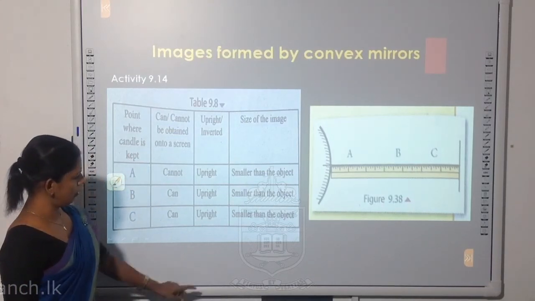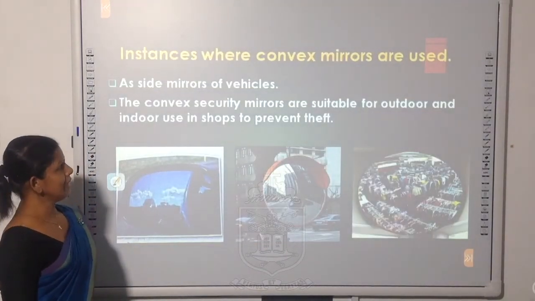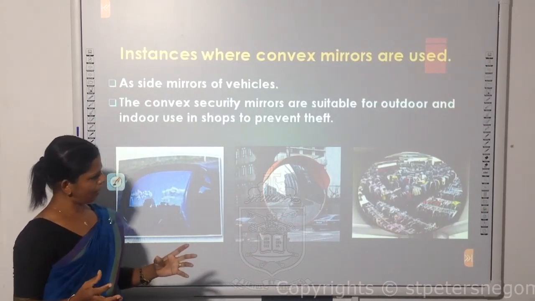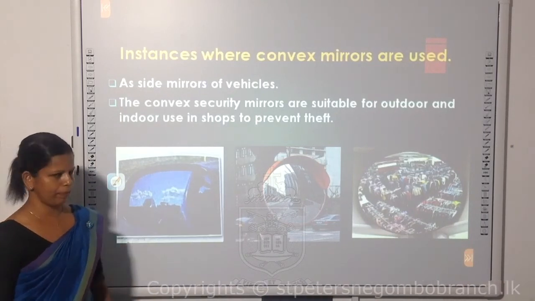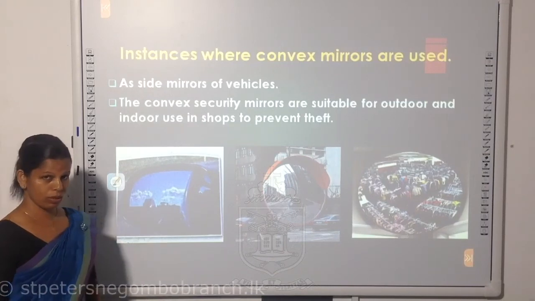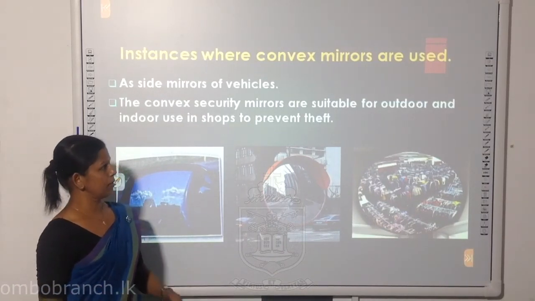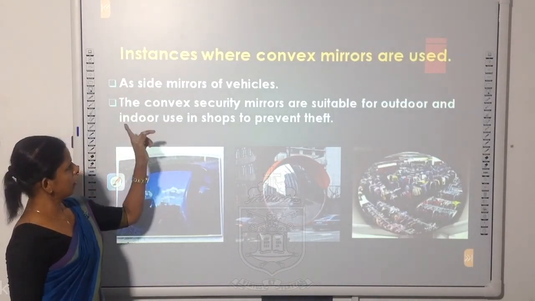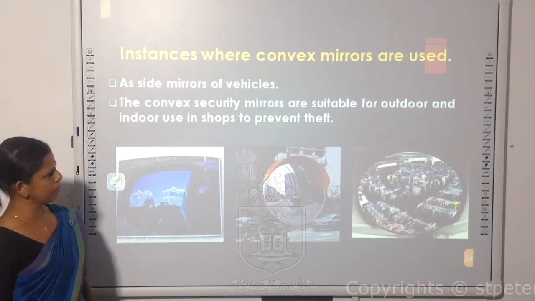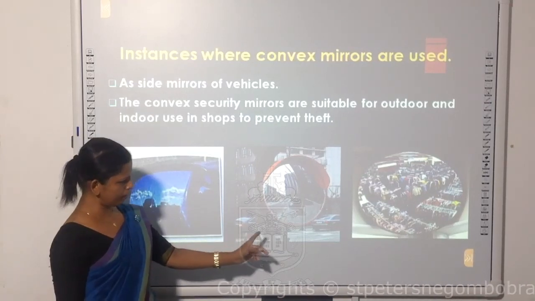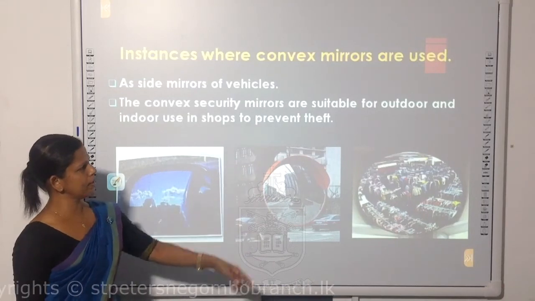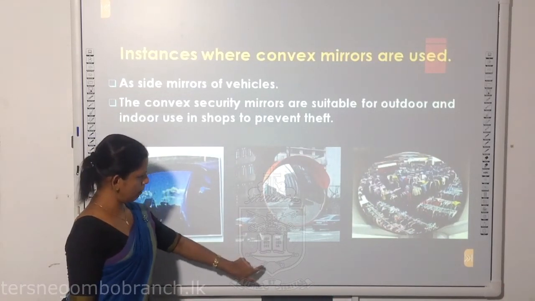Okay, now my dear children, we are going to talk about instances where convex mirrors are used. So what are the places? Let us see these places. A side mirror of vehicles, we can use, my dear children, a convex mirror. And we can say convex security mirrors are suitable for outdoor and indoor use in shops to prevent theft. So you can see that for security purposes these sorts of mirrors can be used. Those are convex mirrors.